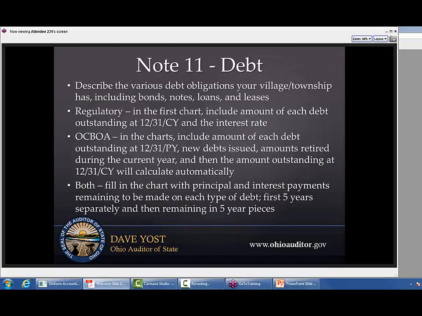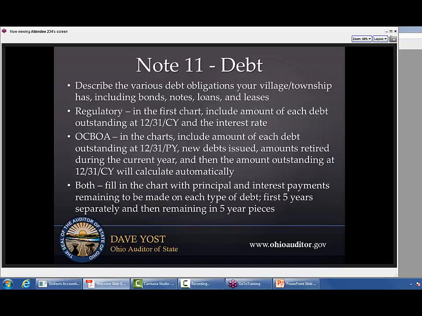If you file OCBOA, the table's a little bit different. You have to disclose more. You actually have to disclose what your beginning balance is, if you've issued any new debt or entered into any new loans or leases or so forth during the year. You're going to show what your principal retirement is during the year for each debt. And then you're going to show what the outstanding balance is as of December 31st, 2016.